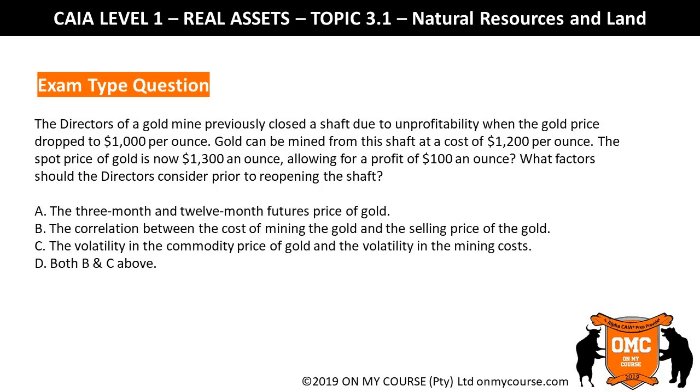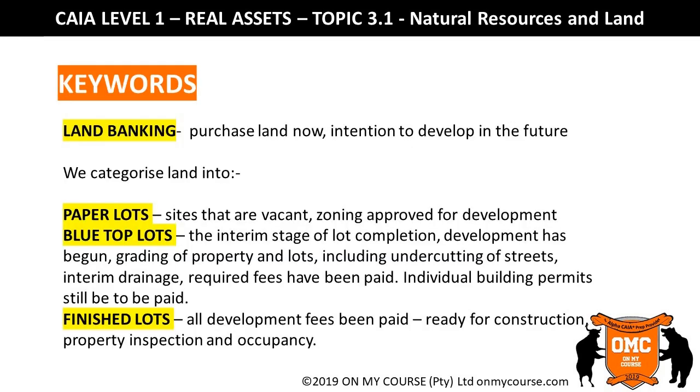Another exam type question. The directors of a gold mine previously closed the shaft due to unprofitability when the gold price dropped to $1,000 per ounce. Gold can be mined from the shaft at a cost of $1,200 per ounce. The spot price of gold is now $1,300 an ounce. Allowing for a profit of $100 an ounce, what factors should the directors consider prior to reopening the shaft? And there are 4 options there. Okay, so you've got a feel for some exam type questions, and that's probably all that's going to be asked under the natural resources.